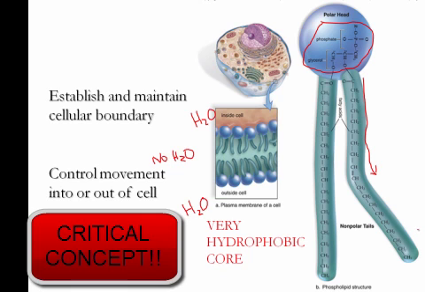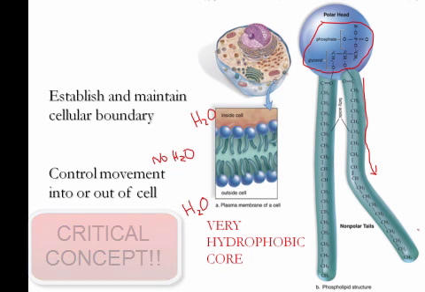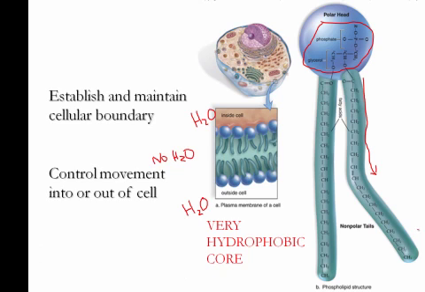This also has a very important role in controlling what can move into or out of the cell. We'll look at some specific types of movement and specific types of molecules a little bit later in this lesson, but only nonpolar hydrophobic molecules can pass through this very hydrophobic core of the phospholipid bilayer. It's very, very critical that we understand the nature of the phospholipid and how it forms this barrier, partitioning water to create the cellular boundary.